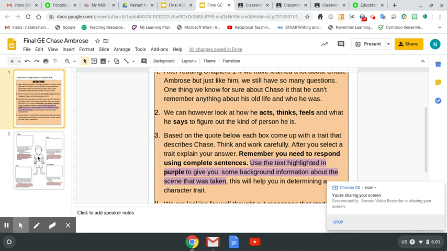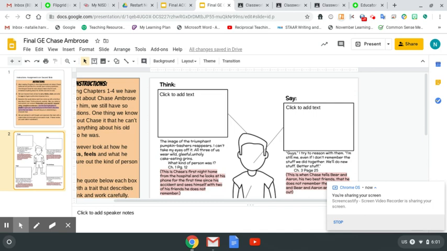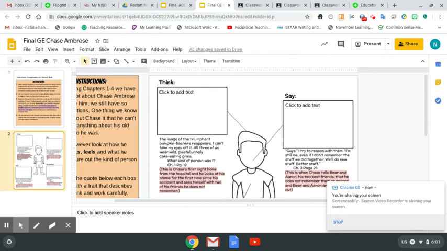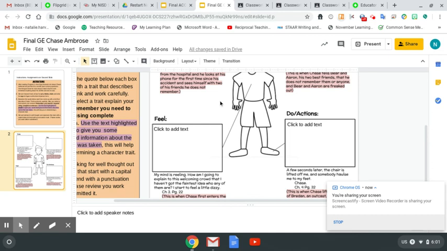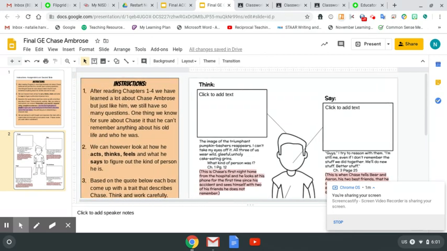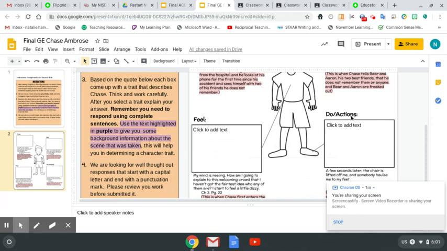So your assignment is on the second slide, so make sure to click the second slide in order to get to it. Here you can see that we have 4 boxes. Under each box, you will see a part of a passage that is taken out of the book. At the top it says think, over here it says say, here it says feel, and then here it says do and actions. So we are going to be looking at how the character thinks, what he says, how he feels, and the actions. And what do those things say about Chase Ambrose?